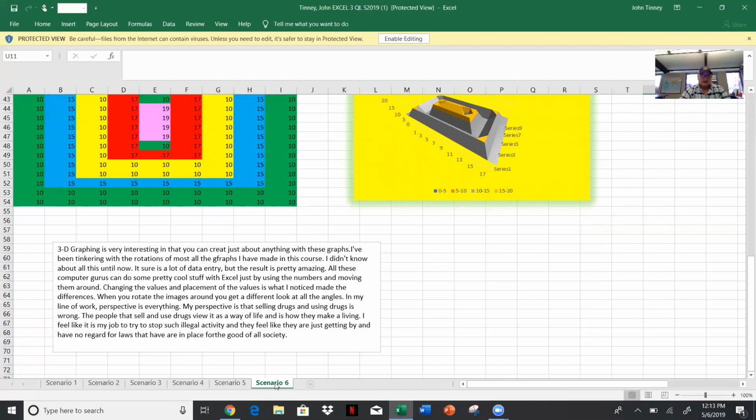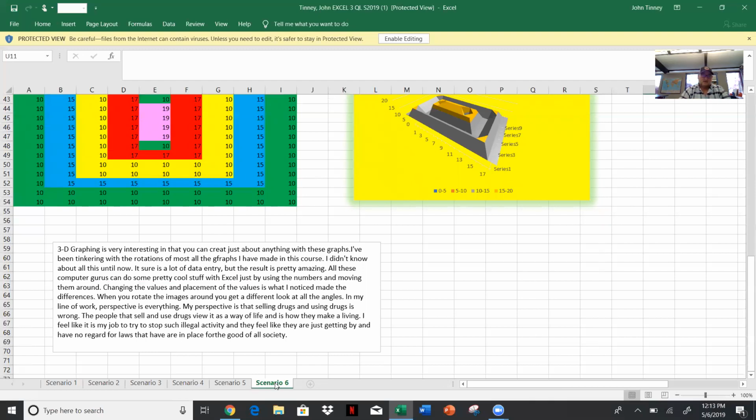It sure is. It's a lot of stuff to enter, but with the results, it's pretty interesting, pretty amazing what you can do. These computer gurus are real good, and they can move around this a whole lot faster than me. It's just amazing what they do.